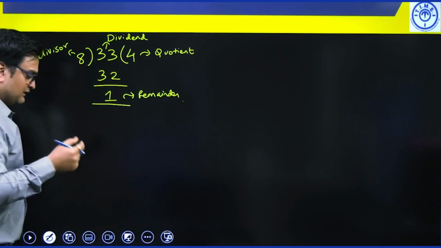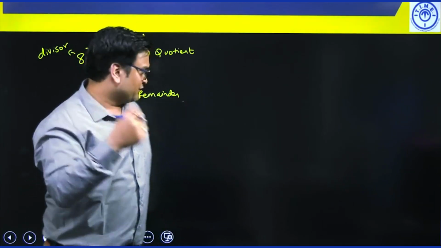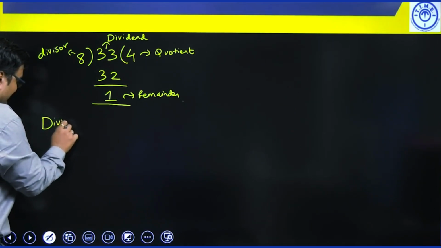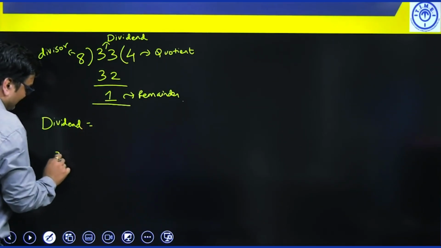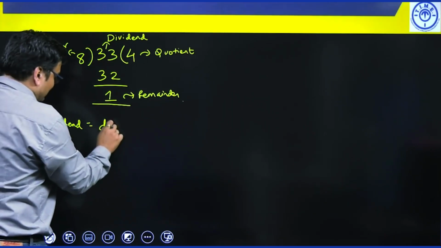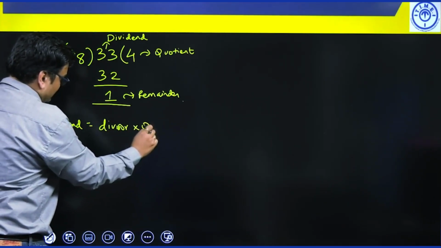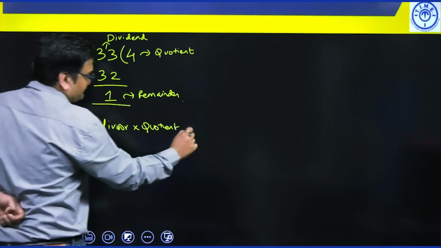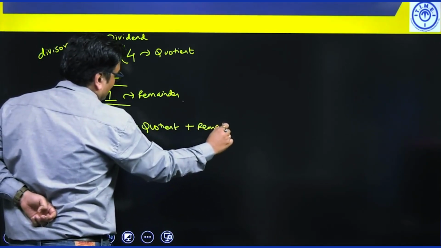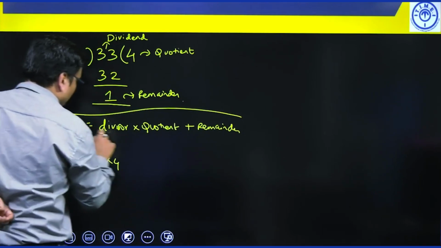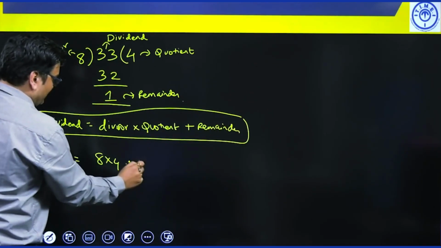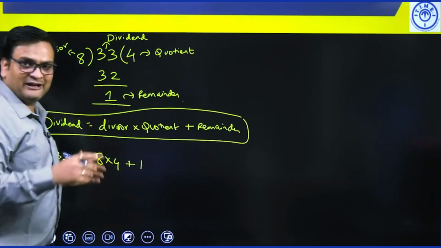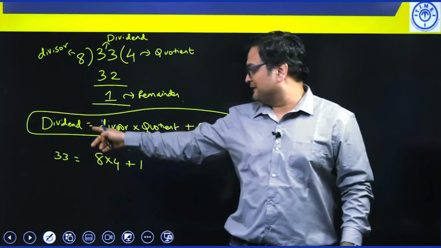Now these 4 terms are always connected by an equation, which is called the division rule, which states: dividend in any division, for example here 33, will be equal to divisor into quotient plus the remainder. In this case it will be 8 into 4 plus 1. You can always verify it: 33 is 8 into 4, 32, plus 1, which is absolutely alright. So here we have 4 terms which are connected by this equation.